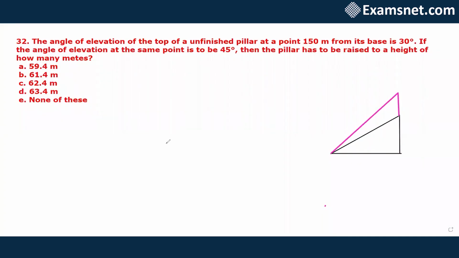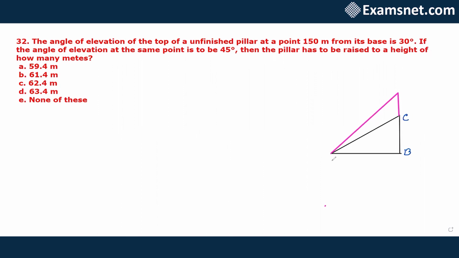It is given in question number 32, the angle of elevation of the top of an unfinished pillar at a point 150 meter from its base is 30 degree. If the angle of elevation at the same point is to be 45 degree, then the pillar has to be raised to a height of how many meters? 5 options are given.